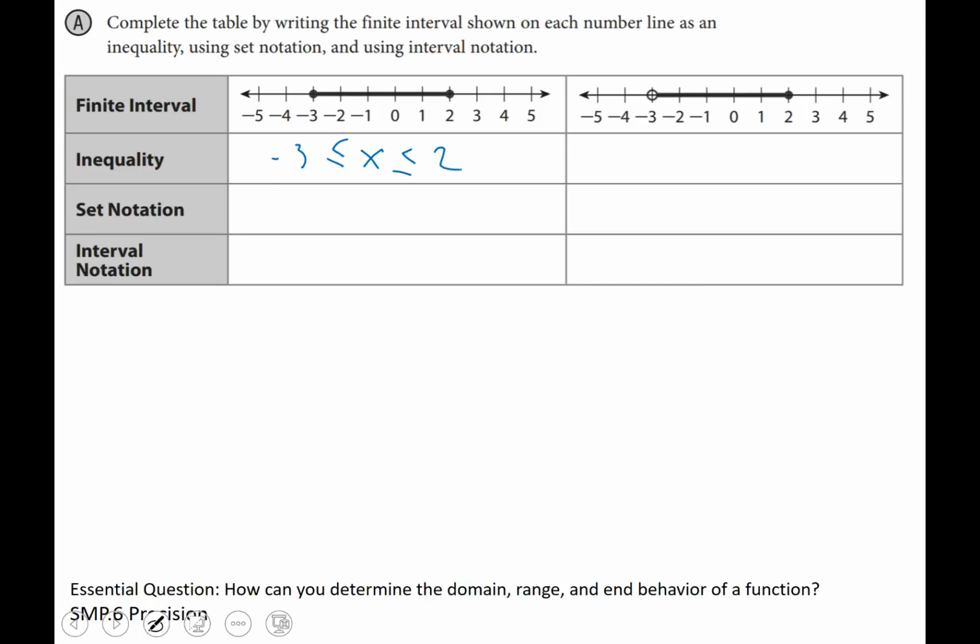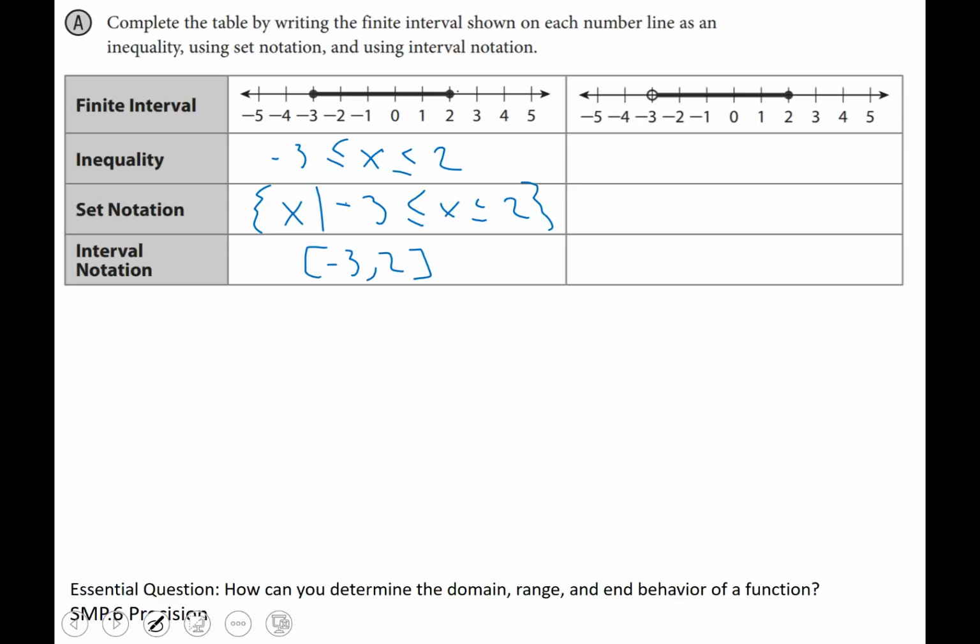Set notation, we know we use the curly brackets. I can't draw them either. x such that it's between -3 and 2. And then the interval notation, since we've got closed dots, we would use the brackets, and we would say -3 to 2.